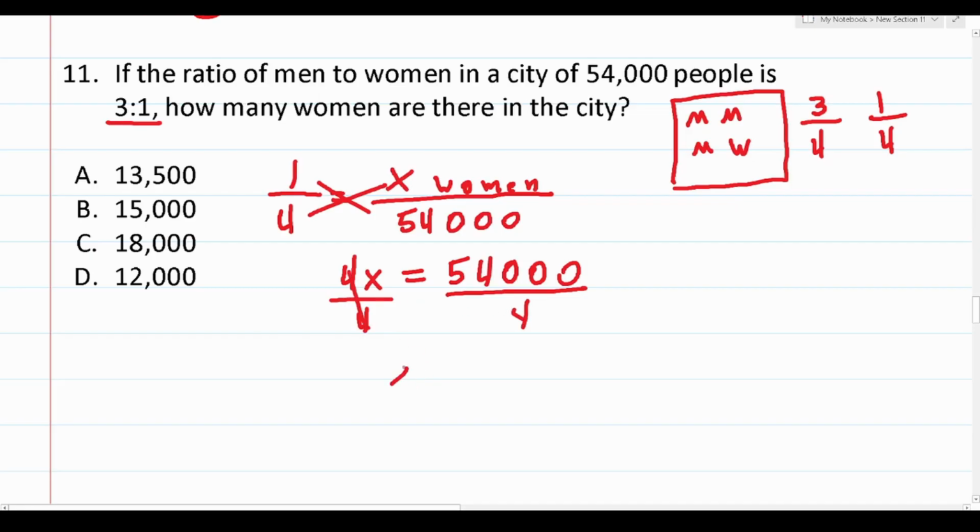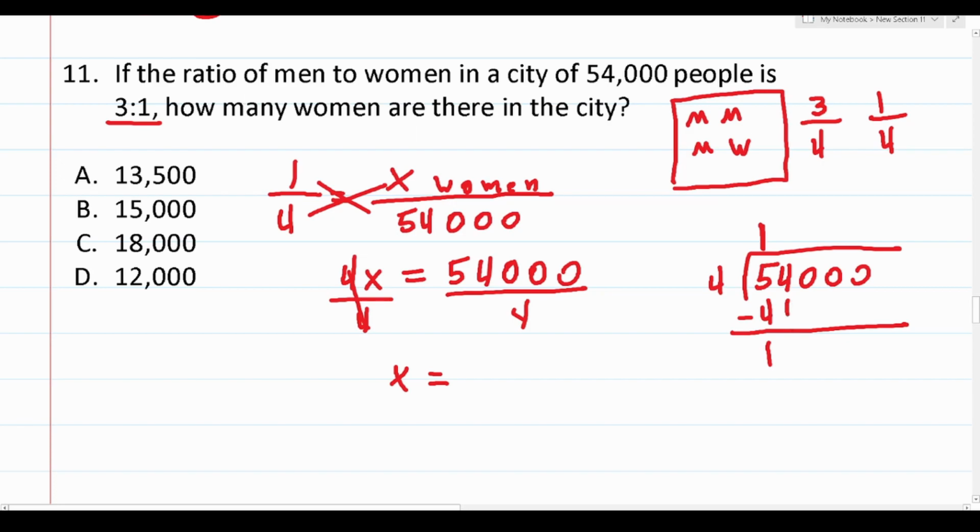This crosses out and leaves you with X equals 54,000 divided by 4. Again, we can treat this as long division if we want. 54,000 divided by 4. Now the question is, how many times does 4 go into 5? That's 1 time, given that 4 times 1 is 4. 5 minus 4 is 1. We're going to drop down this 4 now.